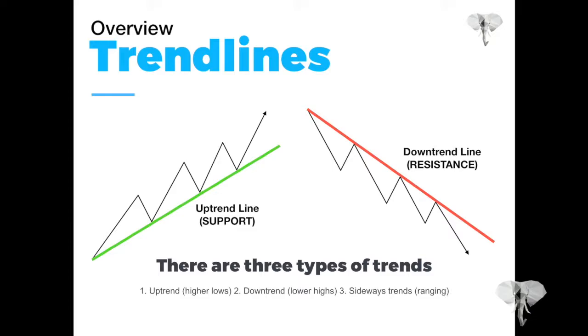And the way to identify uptrends is to have higher lows or higher highs, and to identify downtrends, it's going to be the exact opposite. You're going to have lower lows or lower highs. And then we also have the last type of trend, which is called sideways. In the market, 70% of the time is going to be in a sideways trend, which is called ranging.